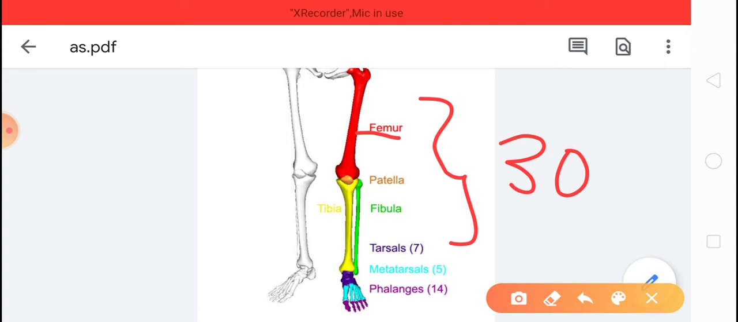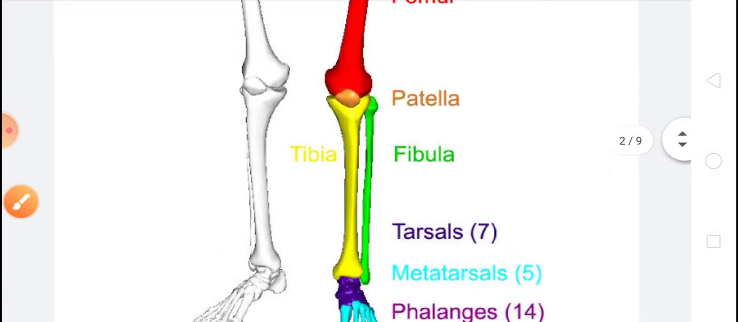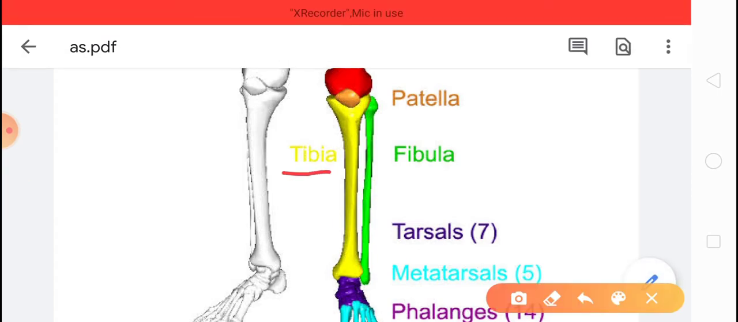Children, a question might be asked in the exam like, which is the longest bone present in our body? The thigh bone, also called the femur, is the longest bone of our body. Our lower leg also contains long bones. There are two bones in the lower leg, tibia and fibula. These are also long bones.